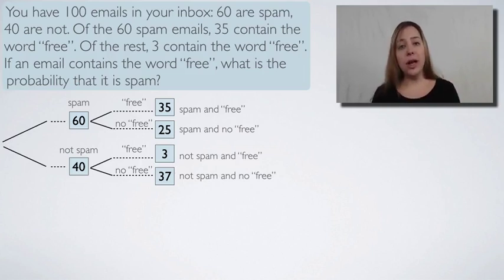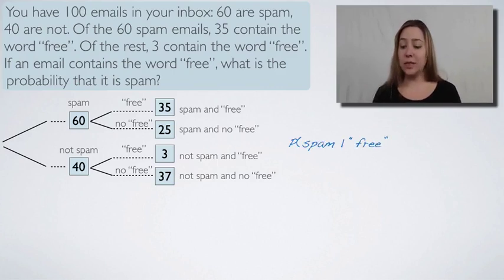Now that we have organized the information that we're given into a probability tree, what we want to do next is to go back to the question and figure out what it is exactly that we're being asked for. The question is, if an email contains the word free, what is the probability that it is spam? So we know that the email contains the word free, so that's going to be our given, and we're asked for the probability that it's spam.